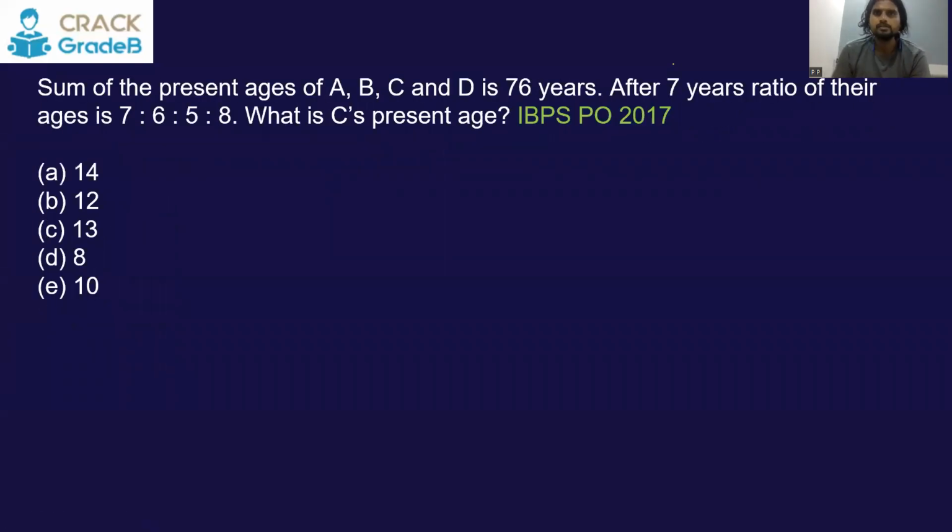Okay. This is an important, interesting question as it has 4 persons involved. Sum of the present ages of A, B, C, D is 76. After 7 years, the ratio of their ages is 7 is to 6 is to 5 is to 8. So you can say A, B, C, D. After 7 years, if he is 7x, he will be 6x, he will be 5x, he will be 8x. When? After 7 years.